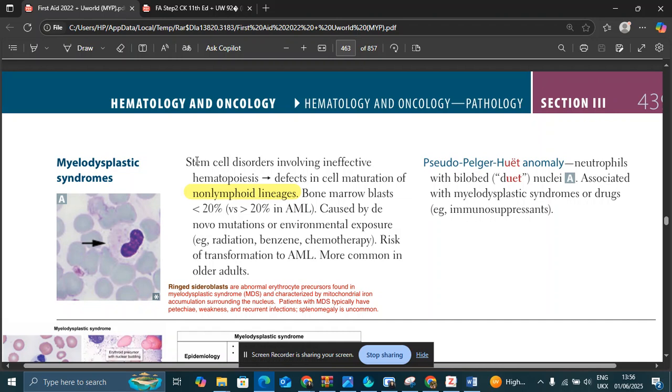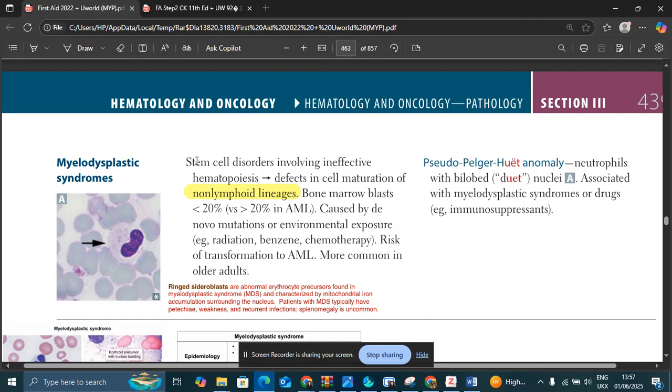Now, how do we diagnose this condition? First, we do the peripheral blood smear, and in the peripheral blood smear, we see dysplastic erythrocytes. Usually, we see oval macrocytosis. Okay, we see erythrocytes that have budding. I will show the picture.